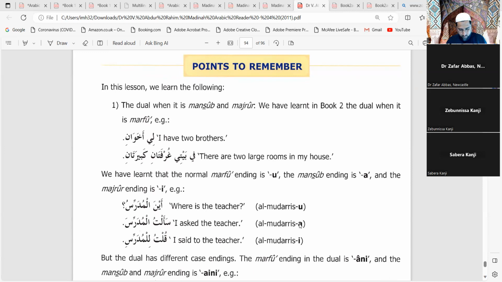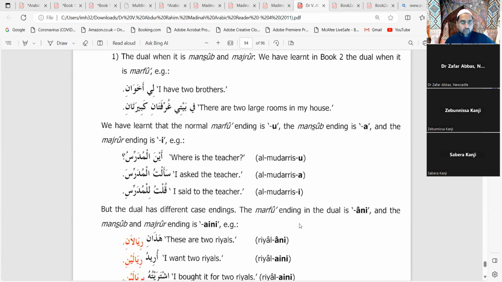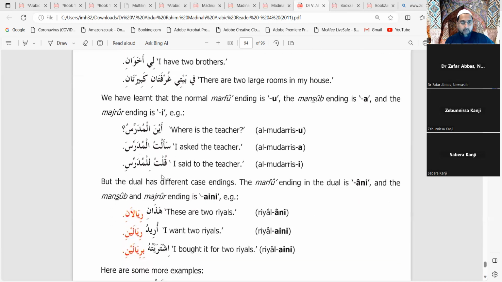Example, Aina al-mudarrisu, where is the teacher? Sa'altul mudarrisa, I asked the teacher. Qultu lil-mudarrisi, I said to the teacher. So what's the difference now? What do you see the difference in all three of these examples? So it's u, a, and e. So that's a singular noun, the endings of it in the different raf, nasb, and majroor. So it ends with u, a, and e, correct.